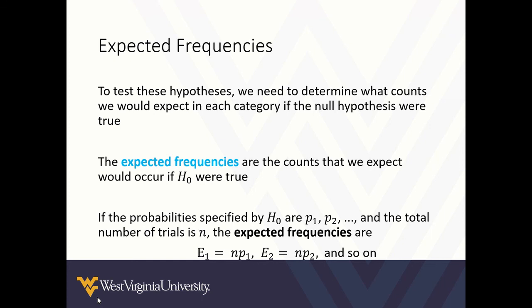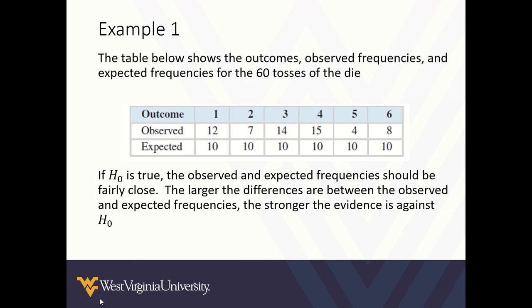If the probabilities are specified in the null hypothesis, then we may calculate our expected frequencies as E1 equal to n, our sample size or number of trials, times P1; E2 equal to n times P2; and so on. In our dice example, since the gambler rolled the die 60 times and we had an expected probability of 1/6, 60 times 1/6 gives us an expected value of 10 for each of our outcomes. If the null hypothesis is true, then the observed and expected frequencies should be fairly close. The larger the differences between our observed and expected frequencies, the stronger the evidence against our null hypothesis.